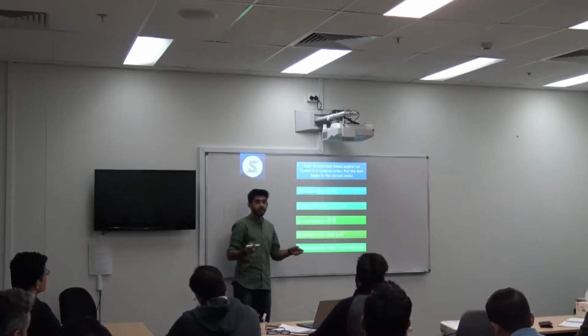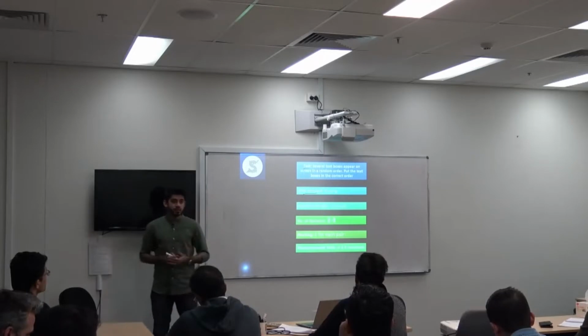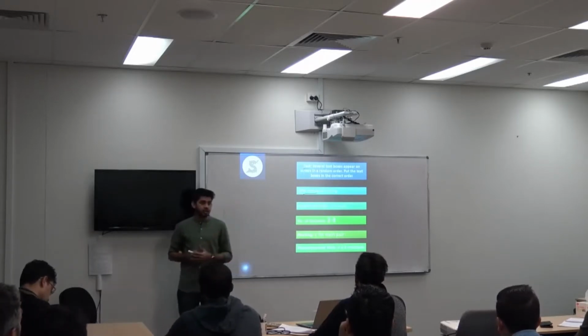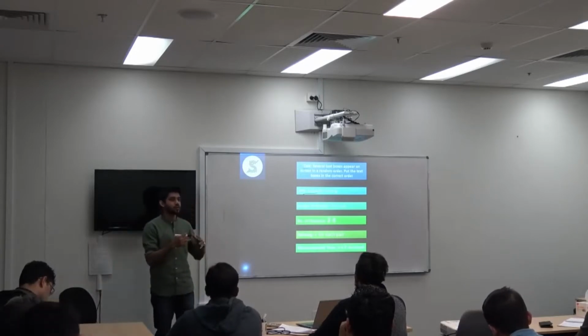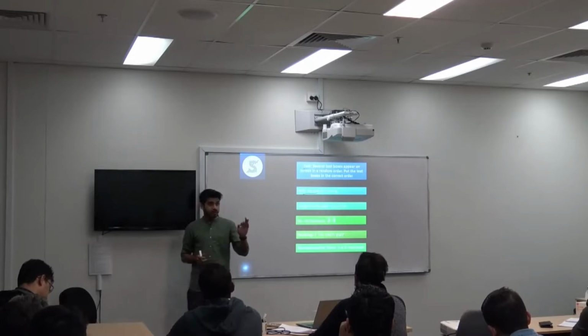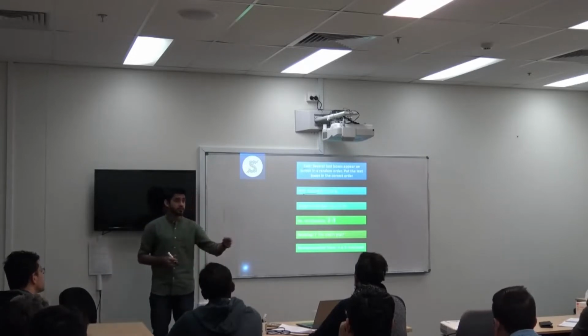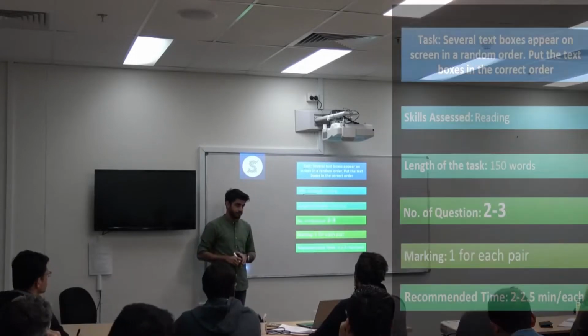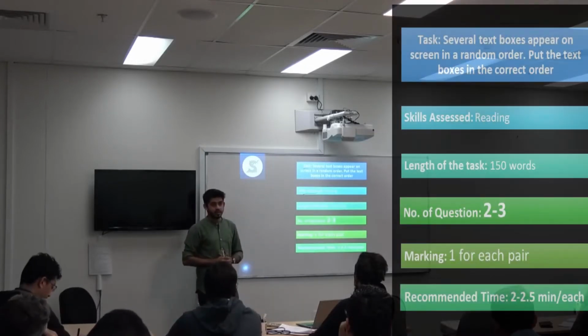Skills assessed is reading. If I give you something to read and you feel it's not so logical, it doesn't have coherence, like number 3 should come before number 2, and if you can put it in the correct order, that reflects the reading ability that you have. That's what it assesses.